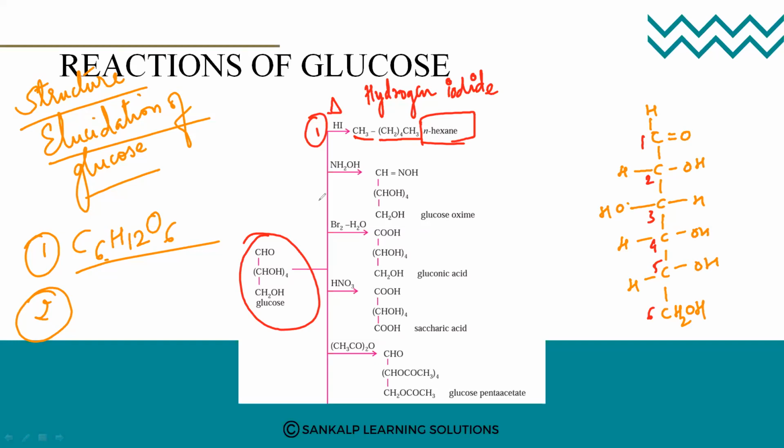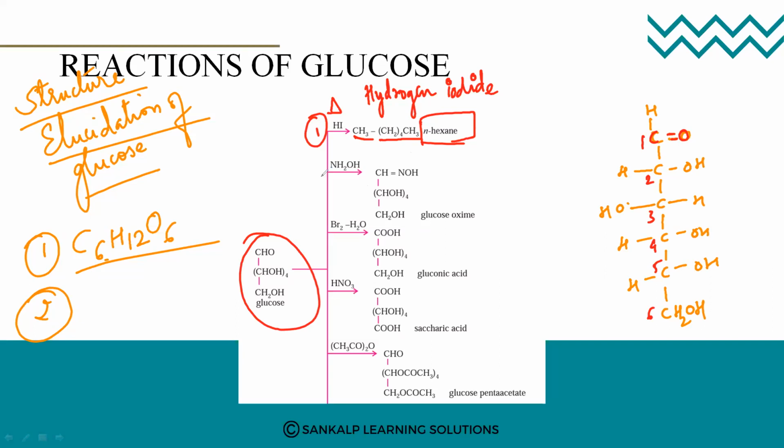Next we'll see the presence of the carbonyl group. C double bond O is a carbonyl group. How do you confirm the presence of the carbonyl group?